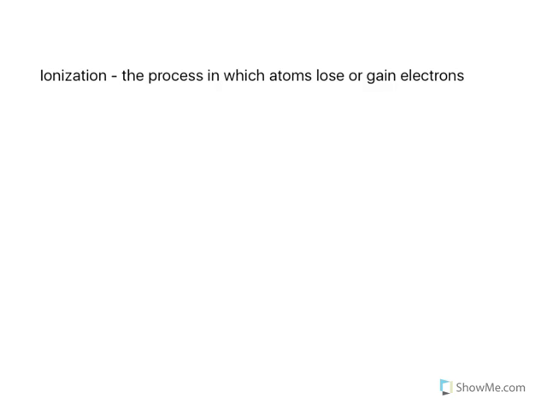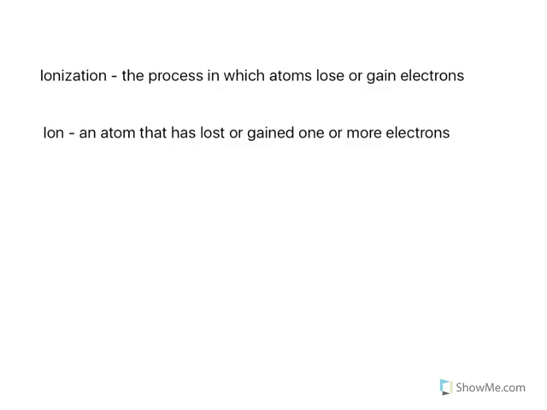We call this an isotope. We call this ionization. So ionization is the process in which atoms lose or gain electrons. And thus an atom that has lost or gained one or more electrons is called an ion. Let's look at the hydrogen atom as an example.